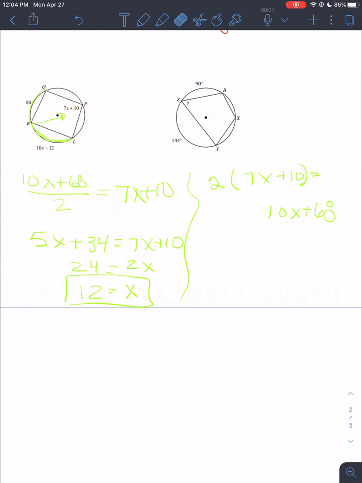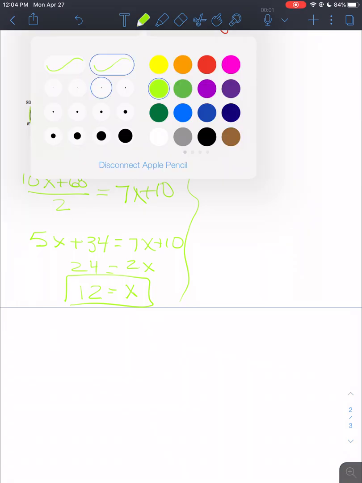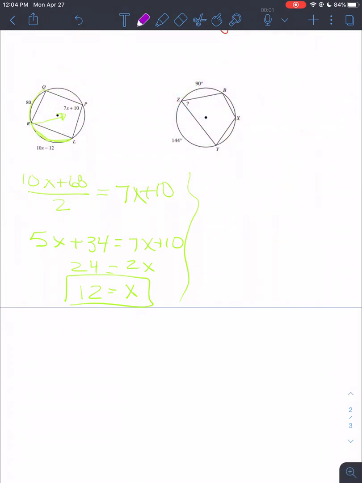And let's try one more together. Let me make some more space here and change colors. All right, here we go. Where do we want to start? We know that this whole arc from B to Y is going to be 144 plus 90. So it looks like that's going to be 234.